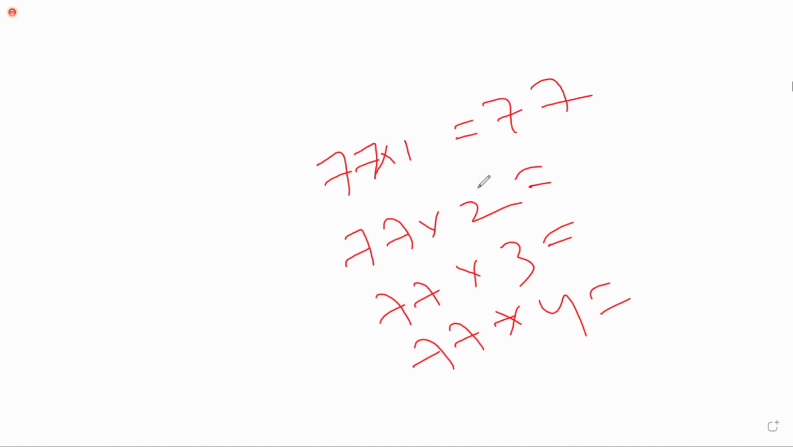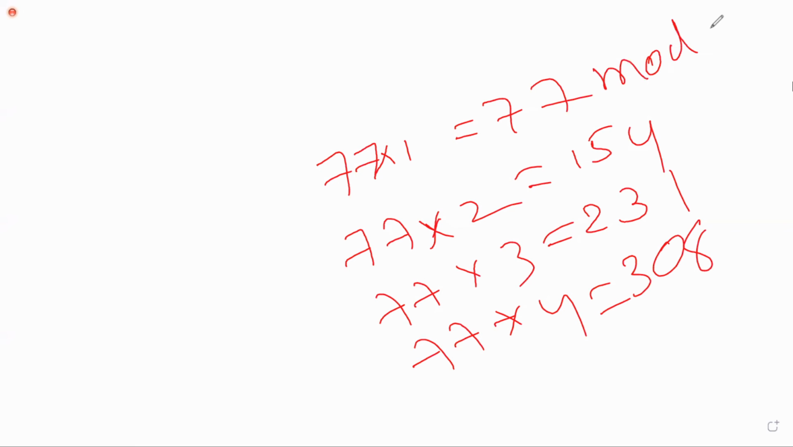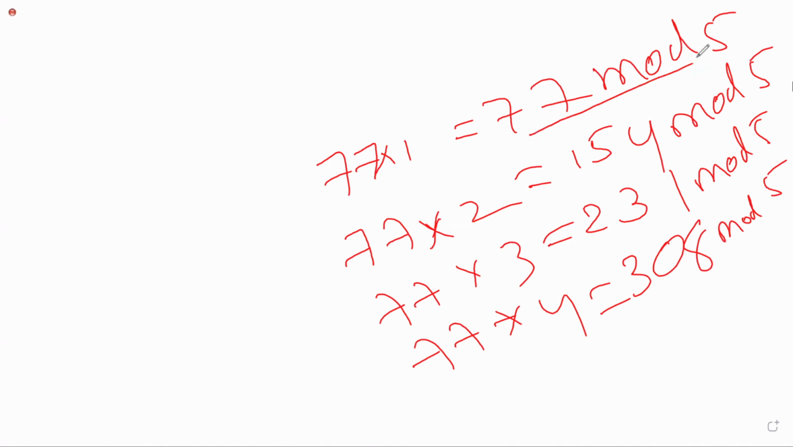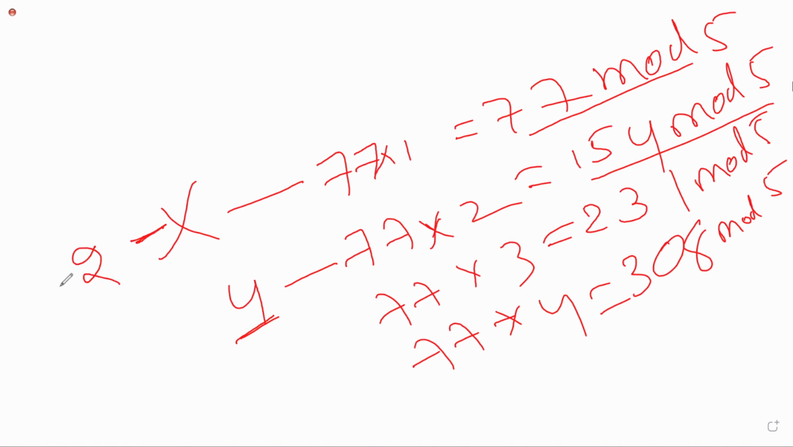What is 77 into 2? 154. And 77 into 3 is 231. And 77 into 4 is 308. Now 77 mod 5 is 2, and 154 mod 5 is 4. And 231 mod 5 is 1. 308 mod 5 is not 1.